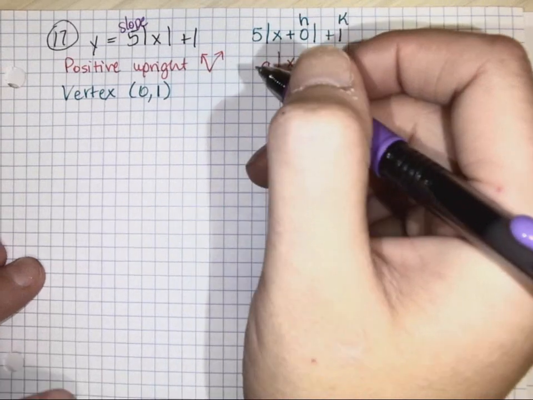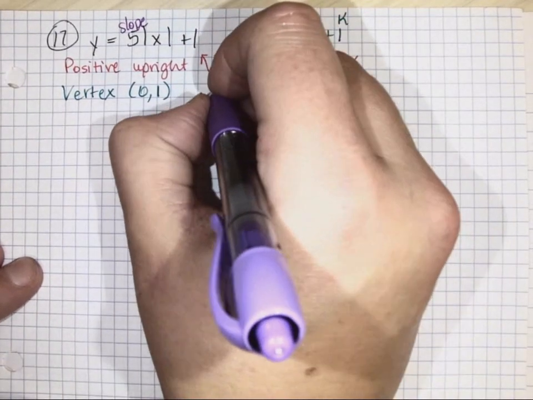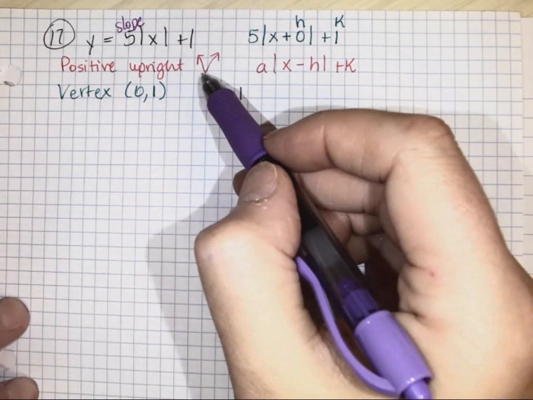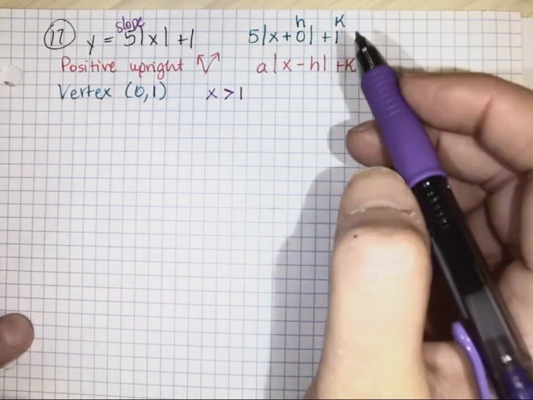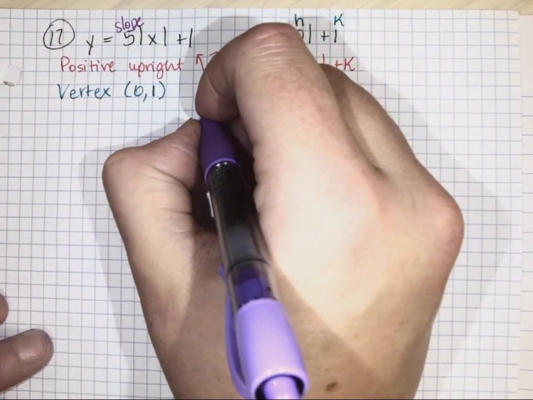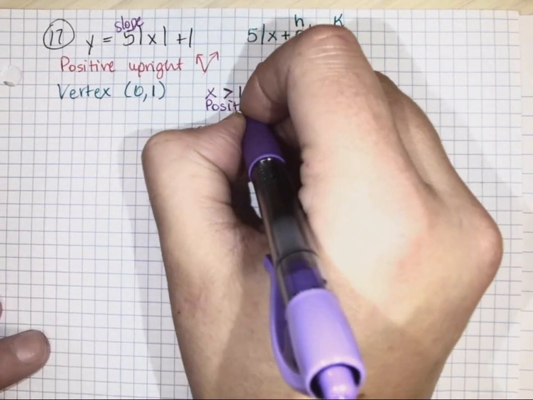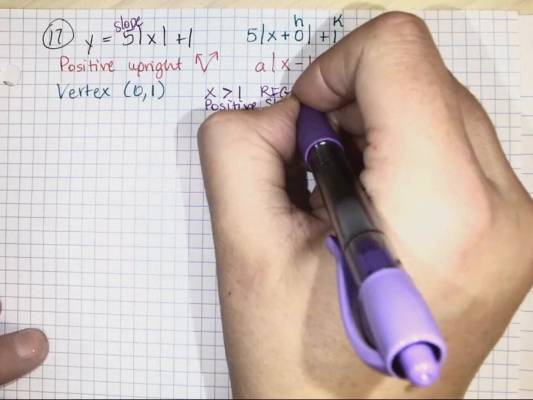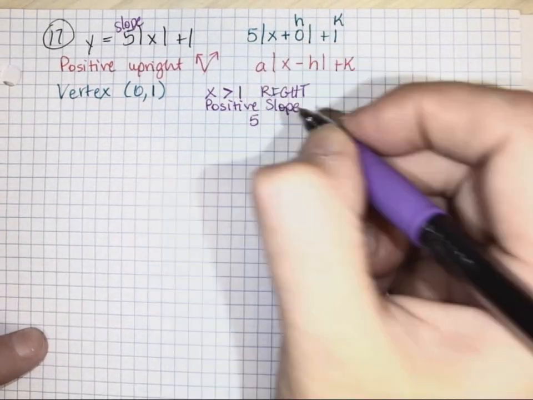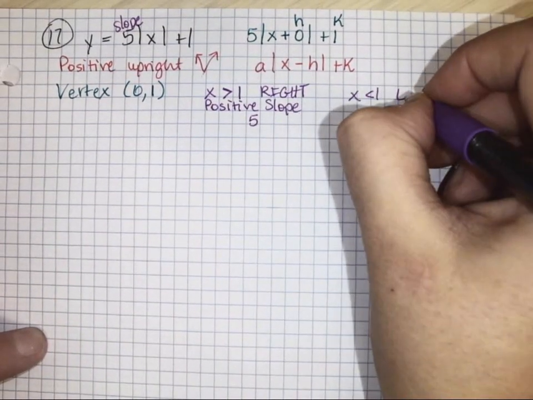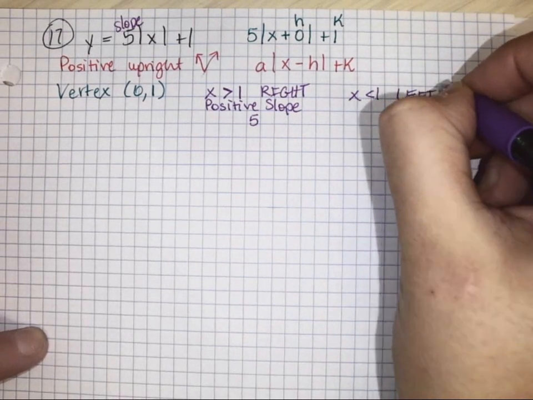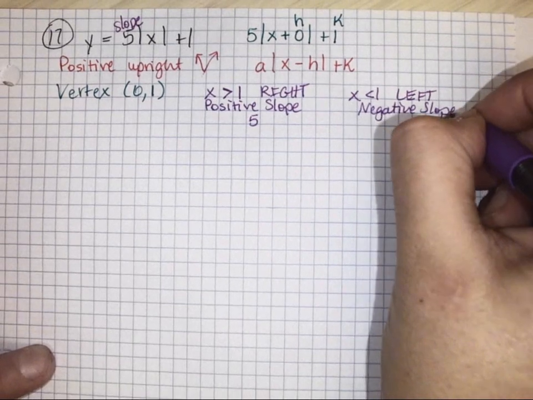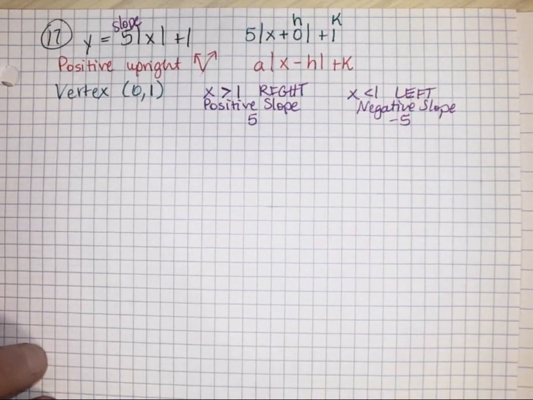So to the right, when x is greater than 1, it's just like what we think. Notice that to the right of the vertex, it's going to go up. So I'm going to use positive slope to the right, and it was 5. When x is less than 1, to the left of the vertex, I'm going to use the negative slope of -5, -5/1.